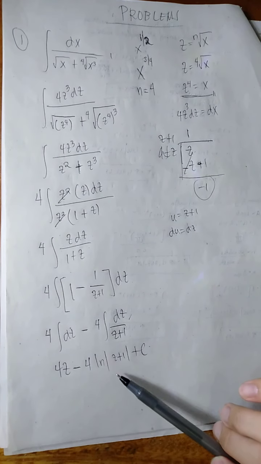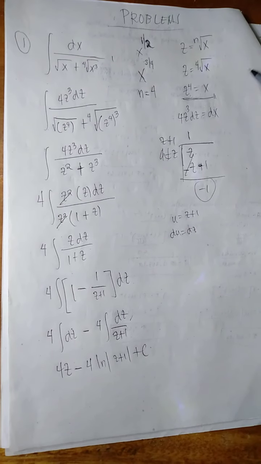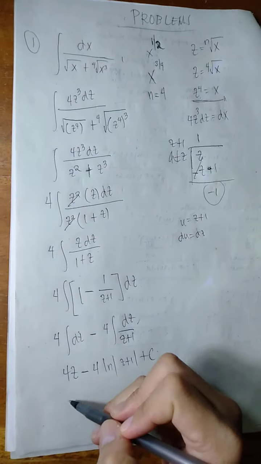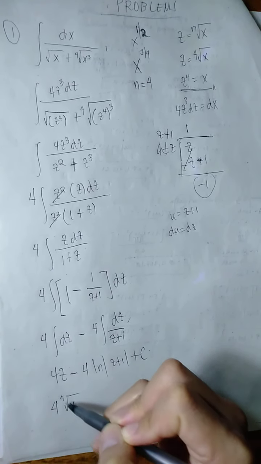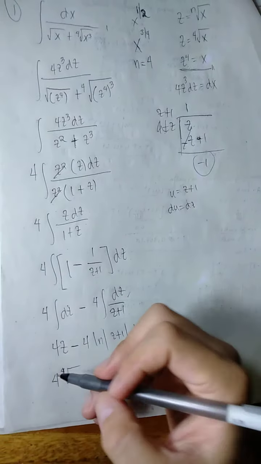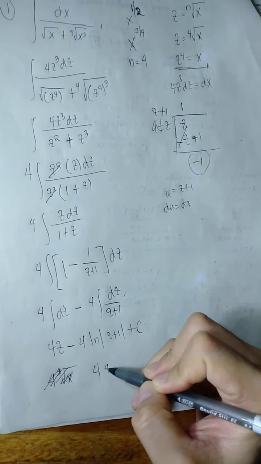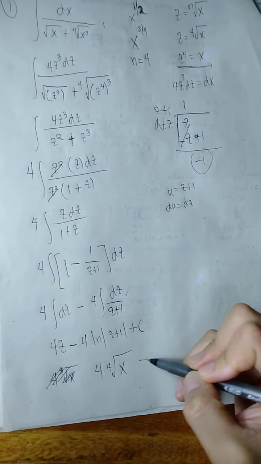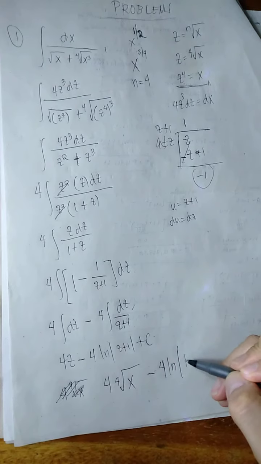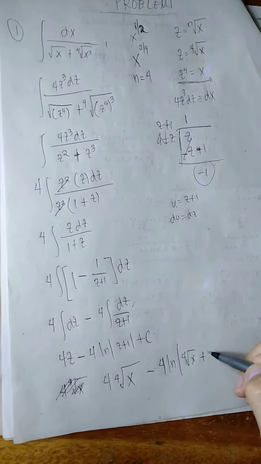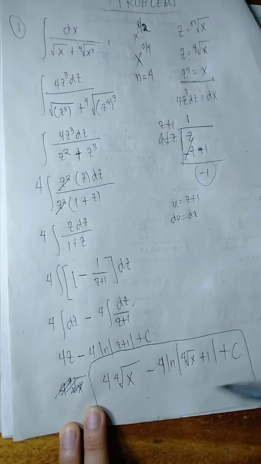Ano yung z natin original? Diba ito? Z is equal to the 4th root of x. Ibabalik natin. So, the final answer is 4 times the 4th root of x, since kailangan function of x yung final answer. So, 4 times the 4th root of x minus 4 natural logarithm of ano yung z natin? 4th root of x plus 1 plus c. And this will be our final answer.